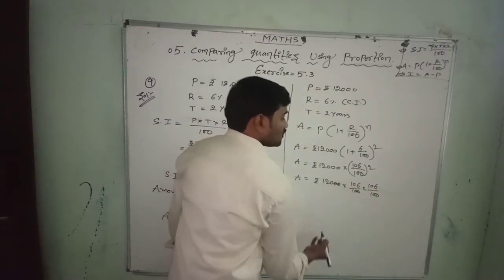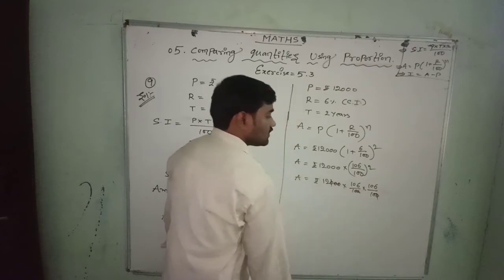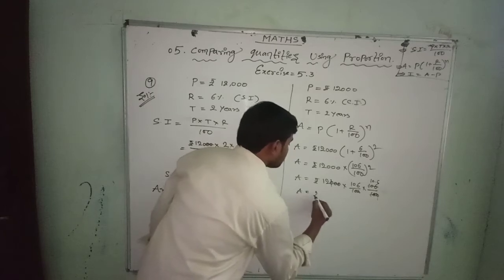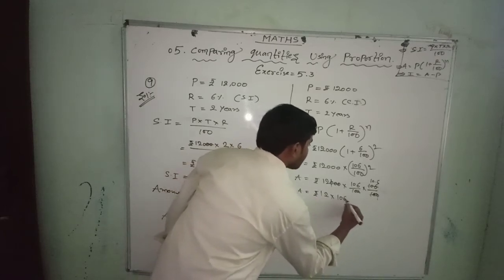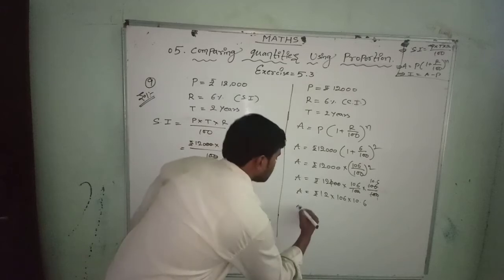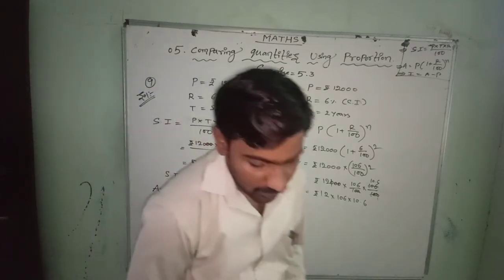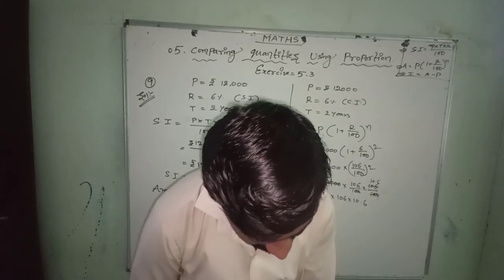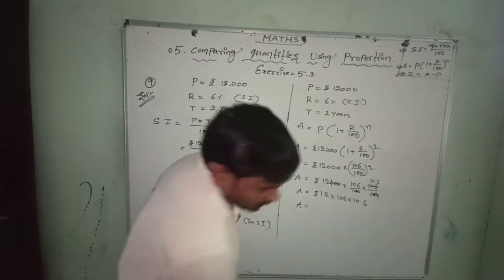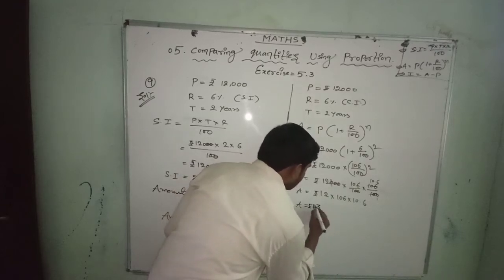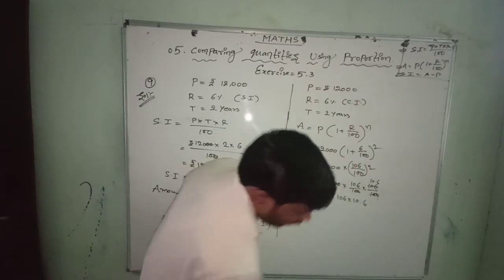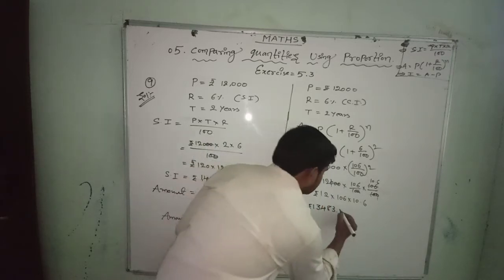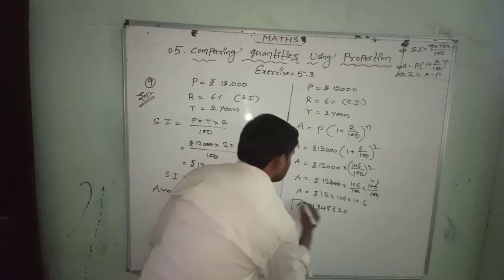These two zeros and these two zeros you cancel. This one zero and this one zero you cancel. And here 10.6 will come. The amount equal to rupees 12 into 106 into 10.6. Then the amount you will get here is 13,483 rupees 20 paisa. So this is the amount in compound interest.